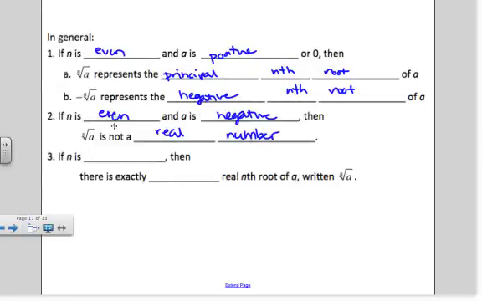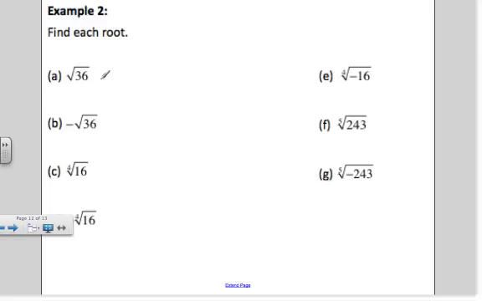Okay? If n is odd, then there is exactly one real nth root of a, written the nth root of a. Okay, so if n is odd, the negative positive thing doesn't bother me at all. I can have a negative nth root, I can have a positive nth root, it's not a big deal. But if n is even, square roots, 4th roots, 6th roots, 8th roots, then I have an issue. I have a positive root and a negative root.